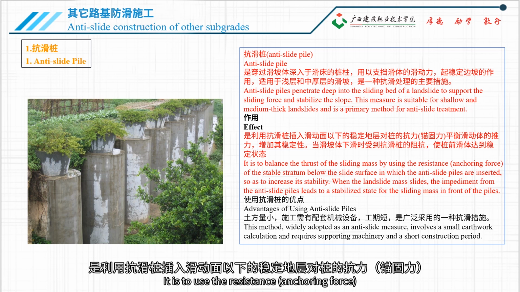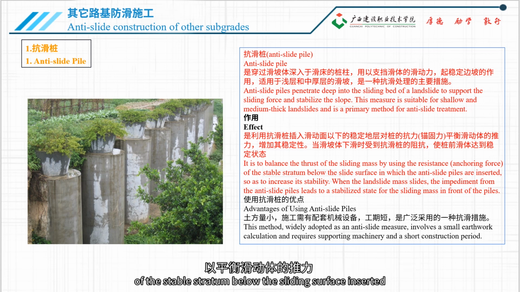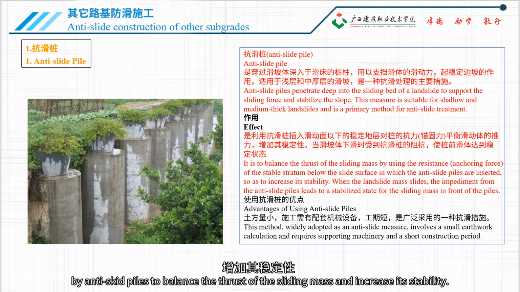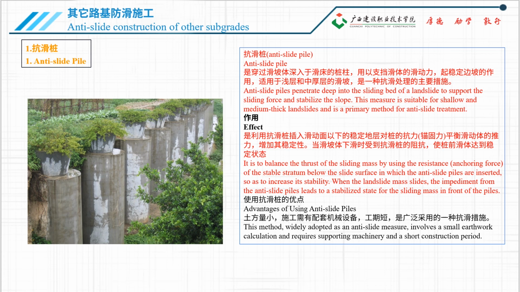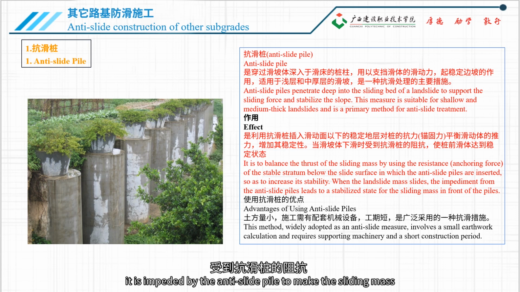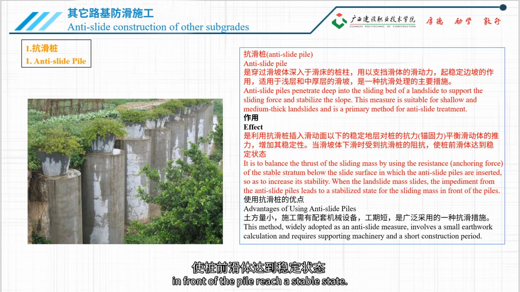Function. It is to use the resistance, anchoring force, of the stable stratum below the sliding surface inserted by anti-skid piles to balance the thrust of the sliding mass and increase its stability. When the landslide mass slides down, it is impeded by the anti-slide pile to make the sliding mass in front of the pile reach a stable state.